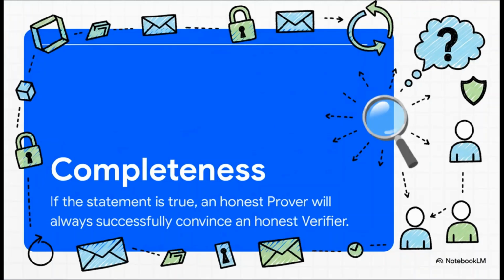The first property is called completeness, and it's pretty straightforward. It just means that if the statement is true, if Peggy really does know the password, then she will always be able to convince Victor. An honest prover can always pass the test. The system works when everyone's playing fair.